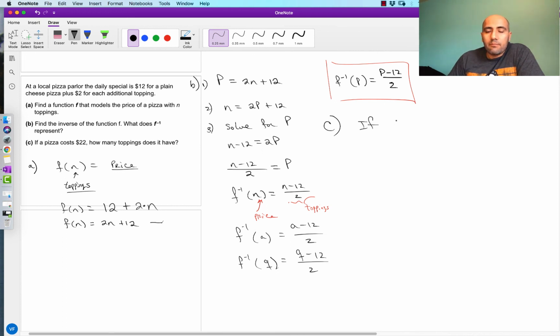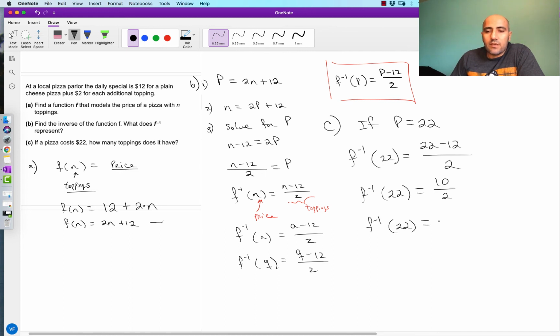So if p equals 22, I can plug it into here and get that f inverse of 22 is going to be 22 minus 12 divided by 2, which means that f inverse of 22 is going to be equal to 10 divided by 2, or f inverse of 22 equals 5. 5 toppings. Right? This is money, this is the price you paid, and then we plug it into the inverse function. We're able to get the toppings. Price is the input, toppings is the output, right?